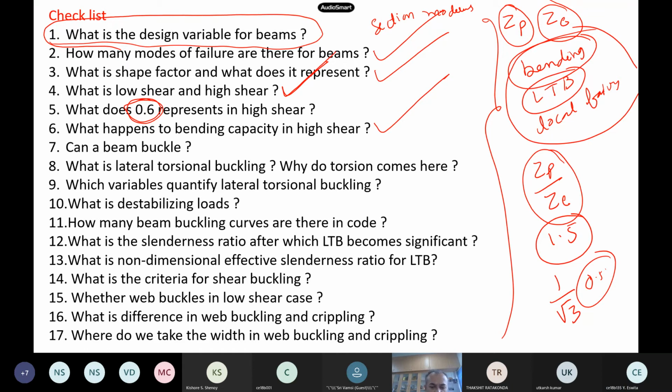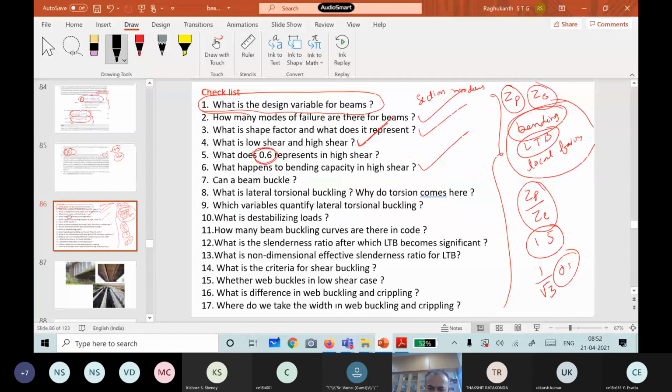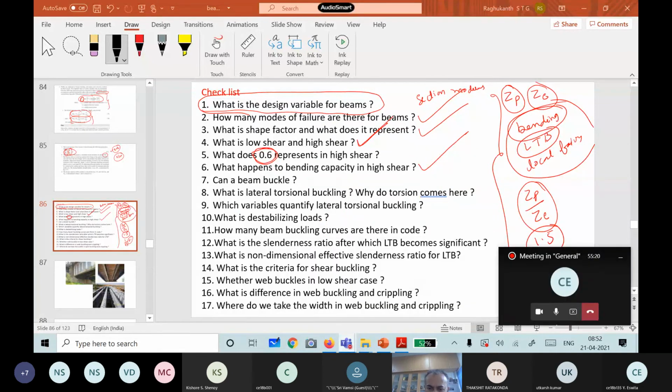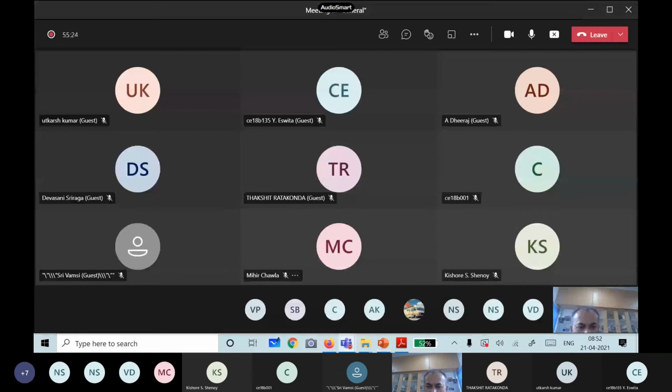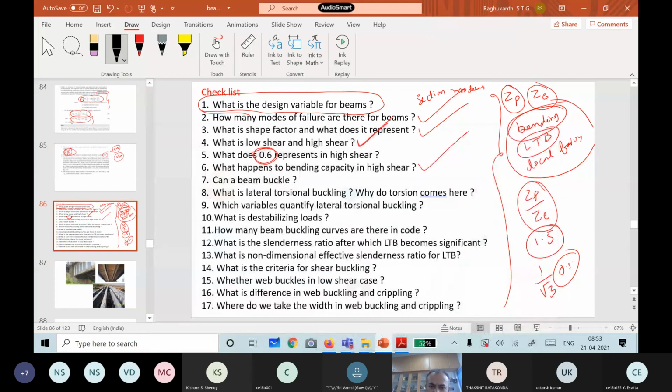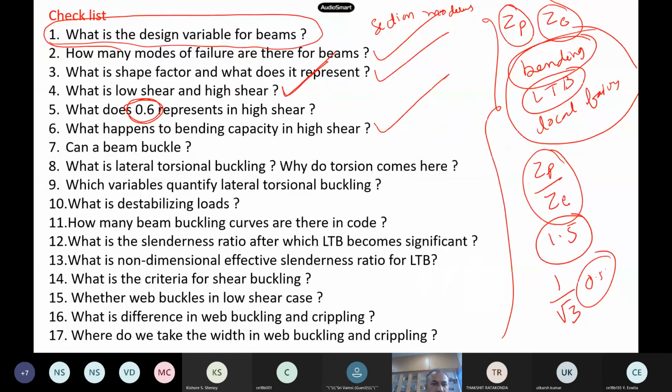I think only you are answering, Yashvita. What about others? Let me see who else is there. Utkarsh, I think, is there, no? Kishore, Shankar, many people are there, no? Mihir Chawla. See, all are there. Mihir Chawla is there. Kishore is there. One first roll number Takshit. Devasani Sriraga. All of you are there, right?